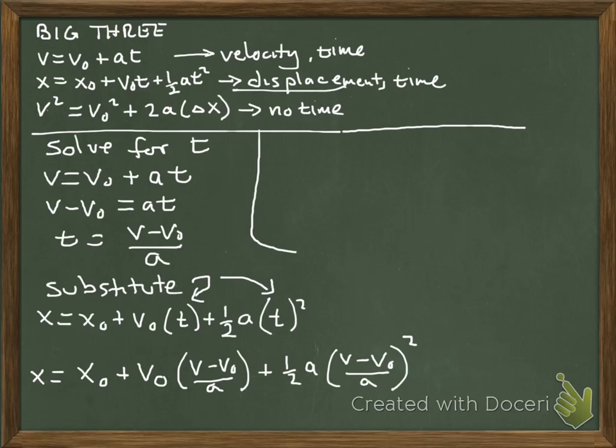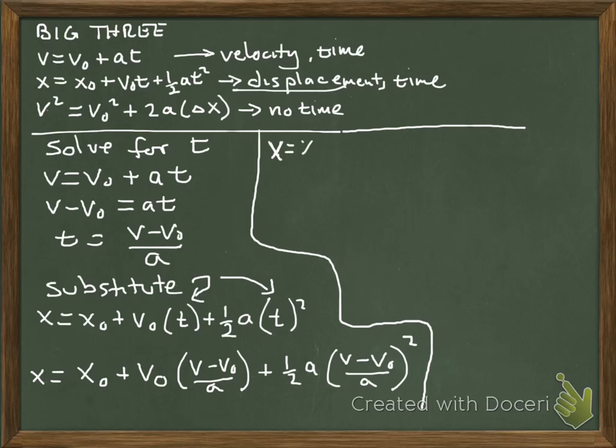Let's finish this up here. The equation x equals xo plus vot. Instead of t, we're going to have v minus vo over a plus 1/2 a. And then instead of t, we see v minus vo over a squared. That's where the t squared is. Okay, so now we have to do a little bit of algebra. We have to multiply all these terms out to get one really complicated equation. So here's what that looks like.